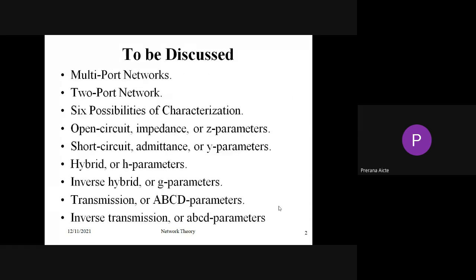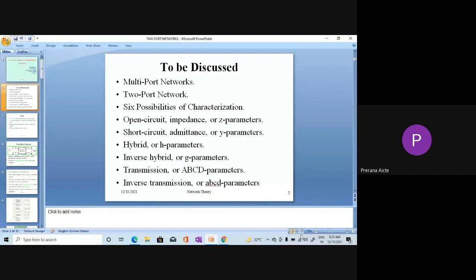We will go through a detailed discussion of these two-port network parameters in this class. I just mentioned we have six possibilities. Among these six possibilities, we have Z parameters, Y parameters, hybrid H parameters, and ABCD parameters. These are the main four parameters which are generally used for a network.